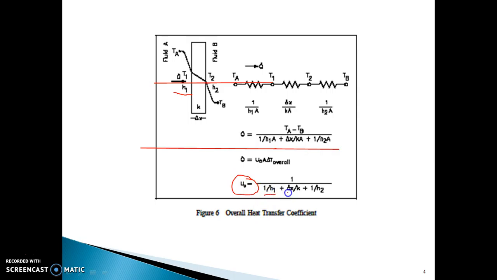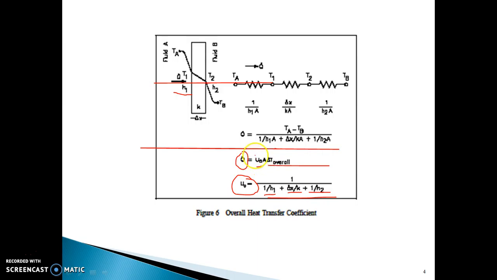This is the first resistance, second resistance, third resistance. If we add these three resistances, then we get the total resistance. And as we know, the conductivity is just the reverse of this resistance. Then the overall heat transfer coefficient will be 1 divided by the sum of all these. So this Q, the heat transfer rate, is the overall heat transfer coefficient multiplied by area and the temperature difference across the wall.